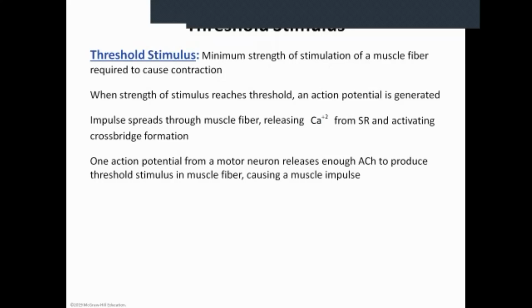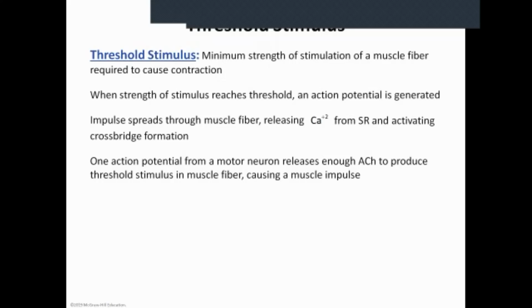So one thing that we're going to see is what's called a threshold stimulus. There has to be some sort of strength to get the muscle fiber to contract. We call that hitting threshold, if you will. It's the minimum strength needed to get this muscle fiber to contract. And when you've hit that threshold, an action potential is generated. It's the all or nothing principle. If you don't hit that threshold, an action potential isn't generated.